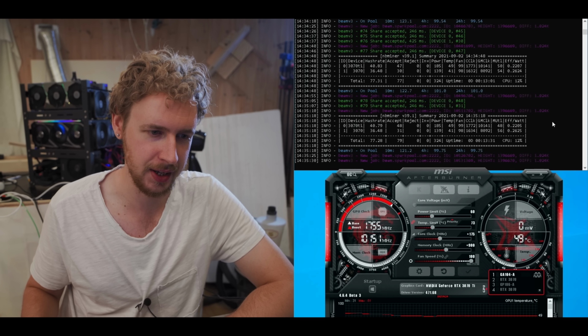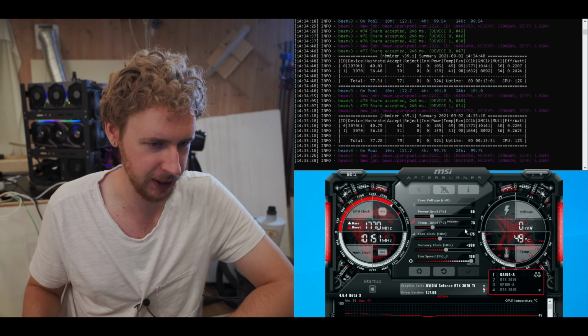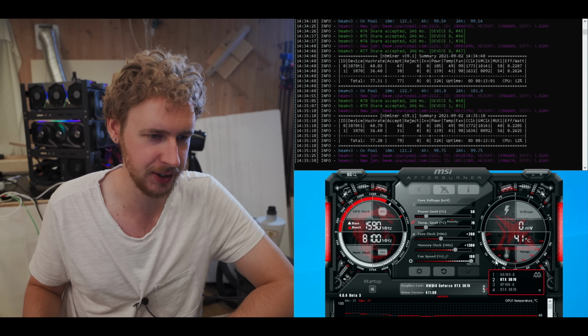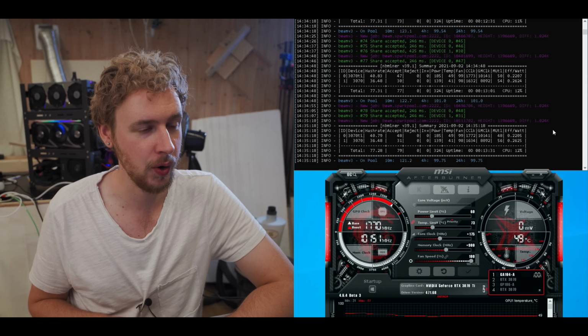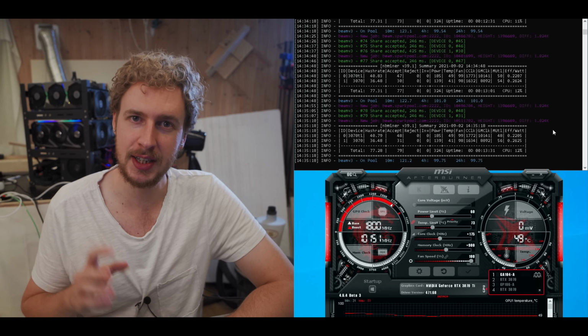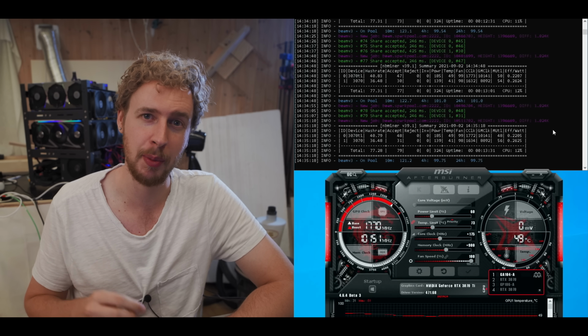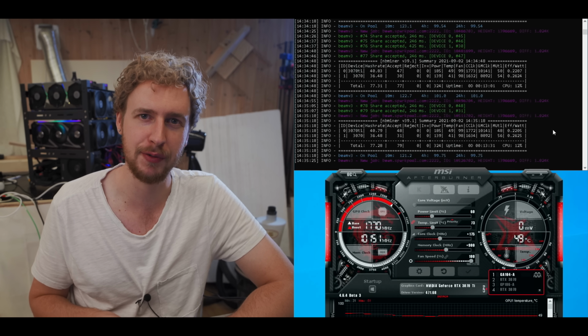Oh, and by the way, the overclock settings for Beam, before I forget. Here you go, these are the settings for the 3070 Ti, and these are the settings for the 3070. All right, so you know what? I'm gonna take all of these numbers that we found here today, and I'm gonna put them into WhatToMine, and let's have a look at profitability for these two coins.